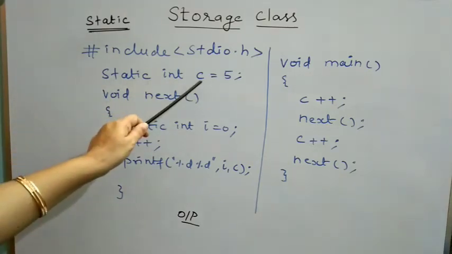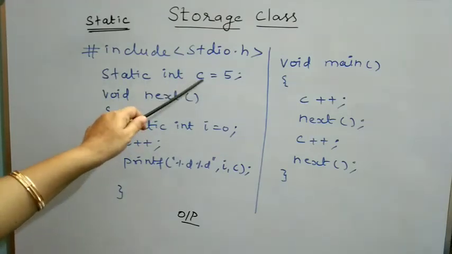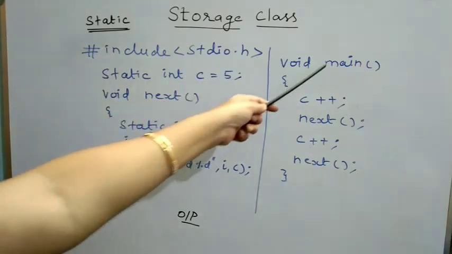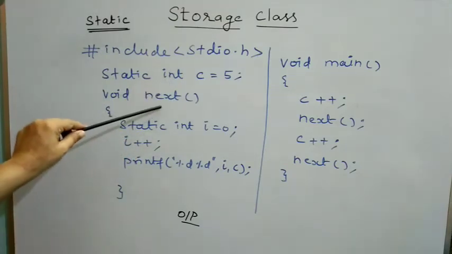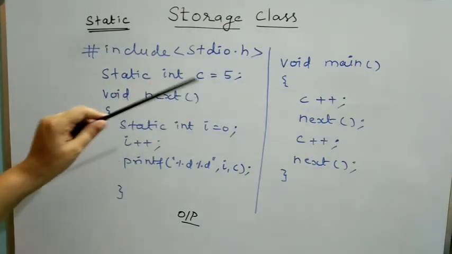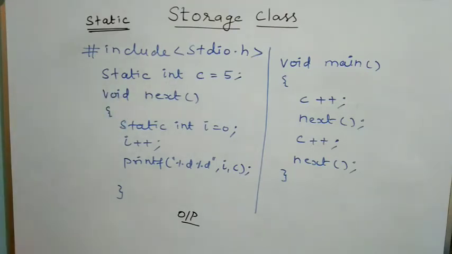This c is a global static variable, which is defined outside the functions main and next, so it can be accessed either within next or within main. Both within main and next it can be accessed. What is the lifetime of this static variable? Until the program is executed, we can access the static variable.